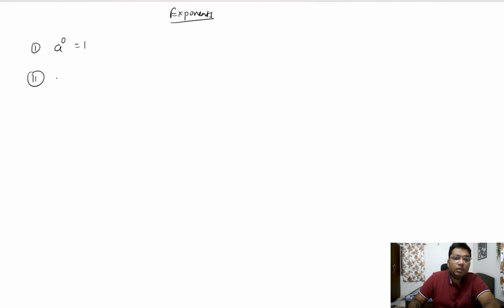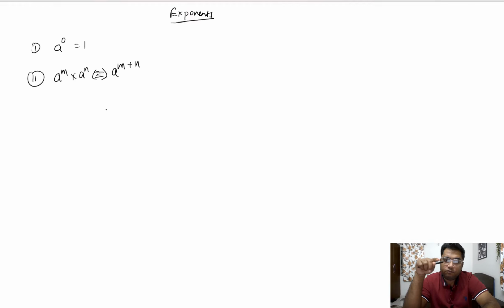Second law, in that sequence of order. So we have a to the power m times a to the power n can be written as a to the power m plus n. Now remember, this law has to be applicable in both directions. So example, suppose I give you 5 to the power x times 5 to the power 2. You will very easily say it is 5 to the power x plus 2.